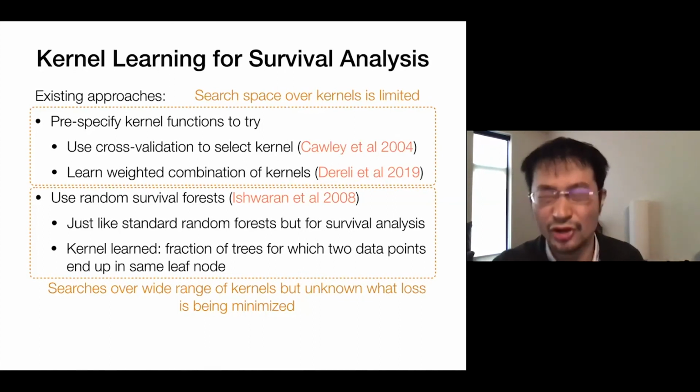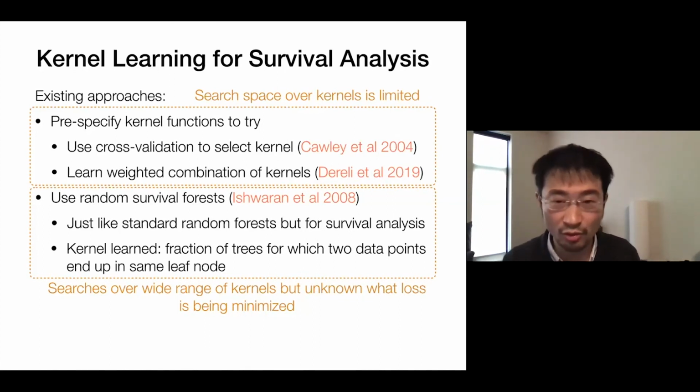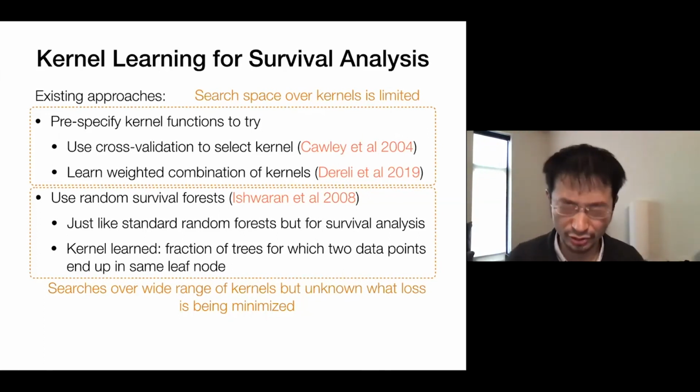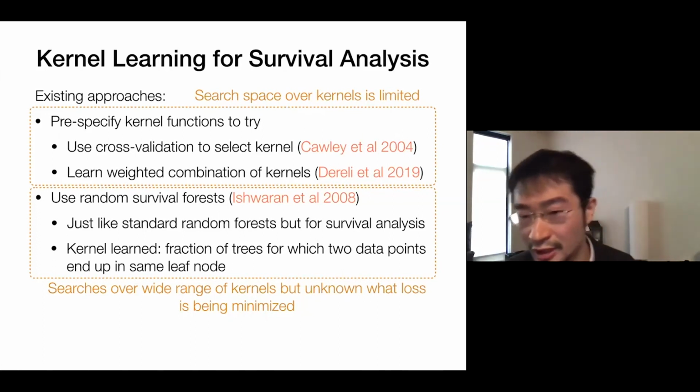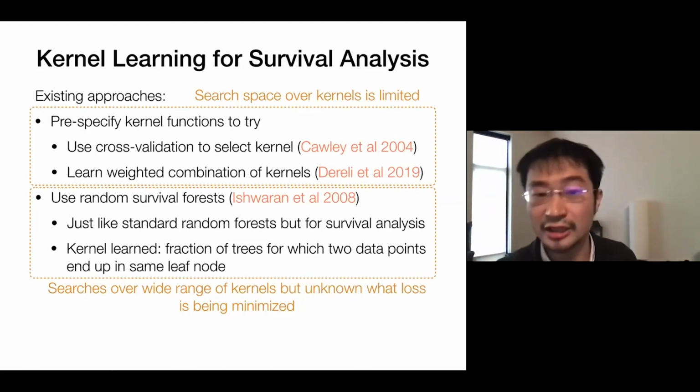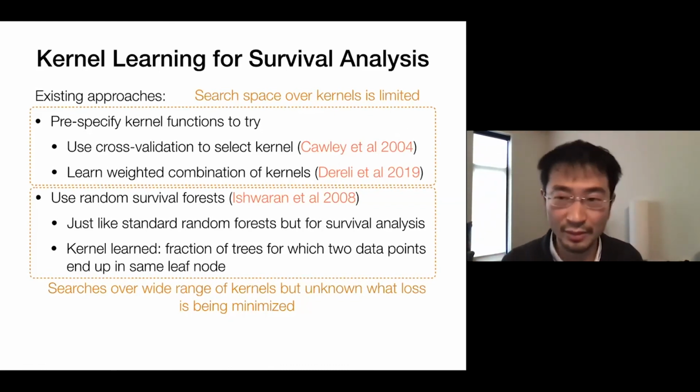If you know standard random forest, you'll know that when we grow trees, it's a heuristic. Basically it's a greedy growing procedure. You do each branch as you go along. And it's unclear whether it's minimizing some kind of global objective.